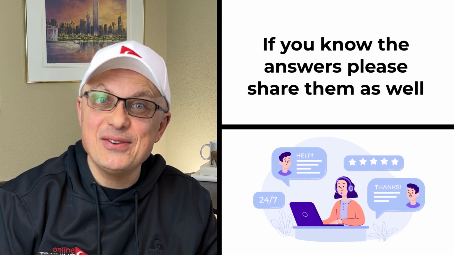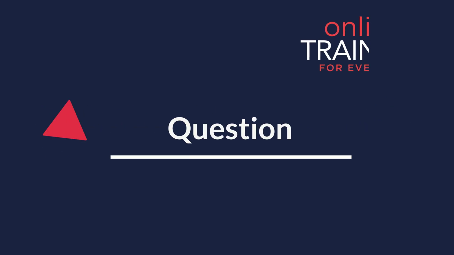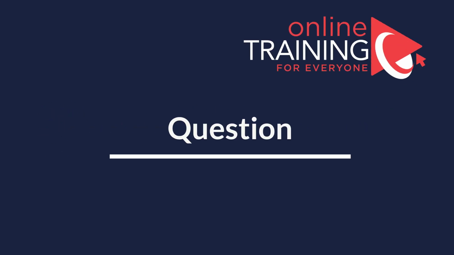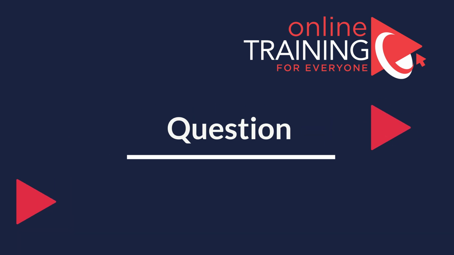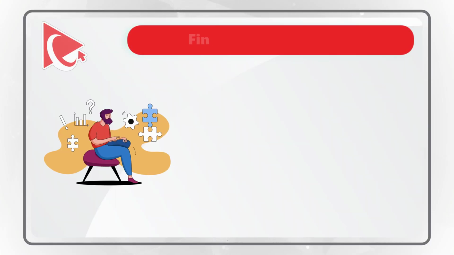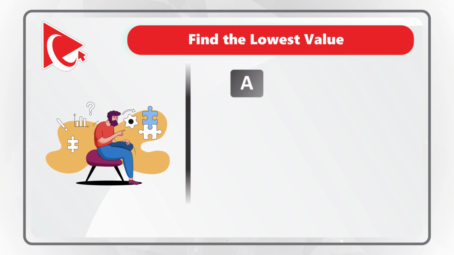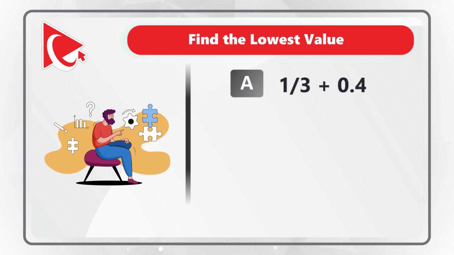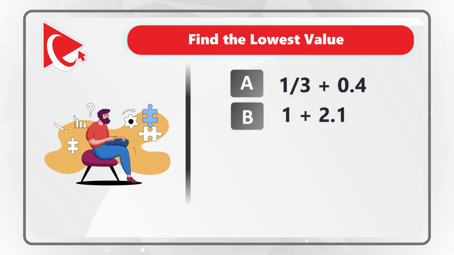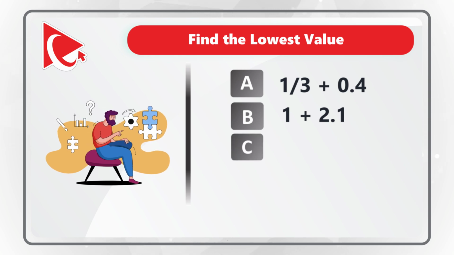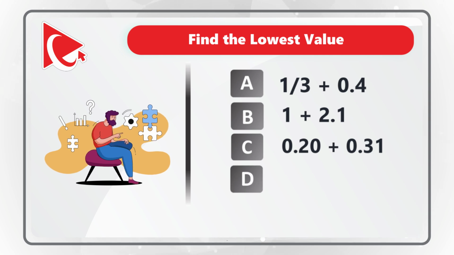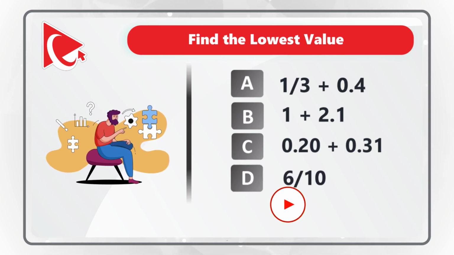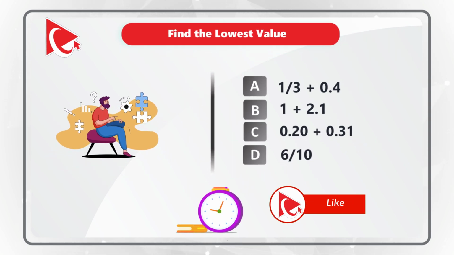And now let's continue and get you ready for the test. I love this question because it truly makes you think to determine the final answer. You need to determine which number has the lowest value. And you have 4 different choices. Choice A, 1/3 plus 0.4. Choice B, 1 plus 2.1. Choice C, 0.2 plus 0.31. And choice D, 6/10. Give yourself a few seconds to see if you can come up with the solution.